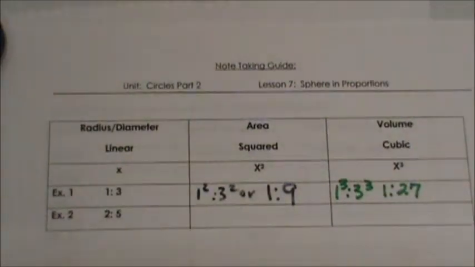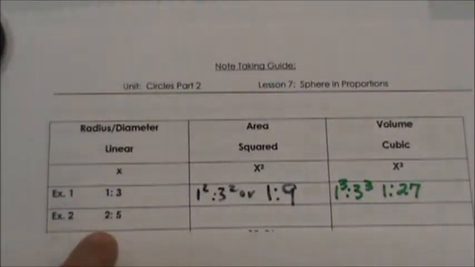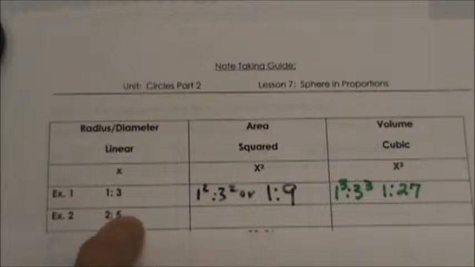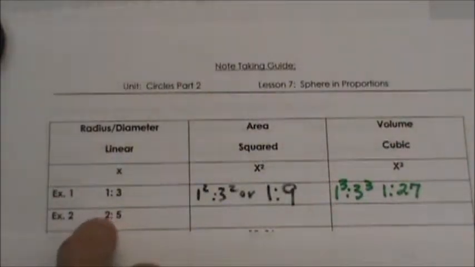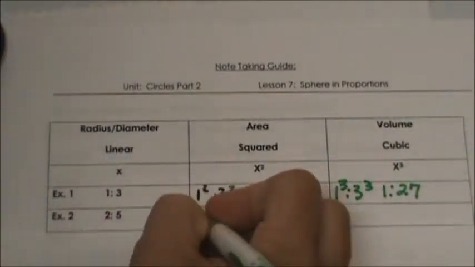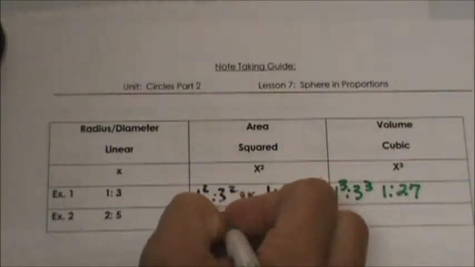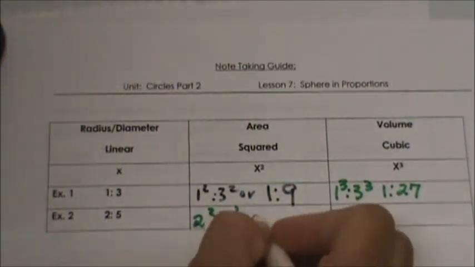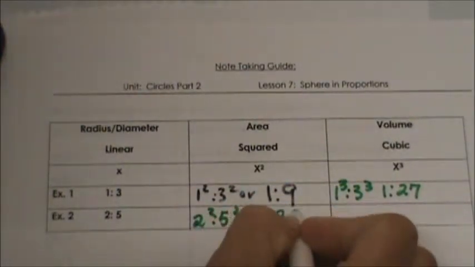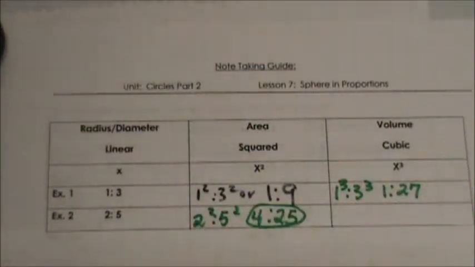Let's look at a second example. Again, we have two spheres. Their radius or diameters are in a 2 to 5 ratio. When I say 2 to 5 ratio, they actually could be 4 and 10, but they reduced to 2 to 5, or they could be 6 to 15, again reducing to a 2 to 5 ratio. What's the ratio of the areas? To find the ratio of the areas, I will square each part. So I get 4 to 25 as the ratio of the areas.